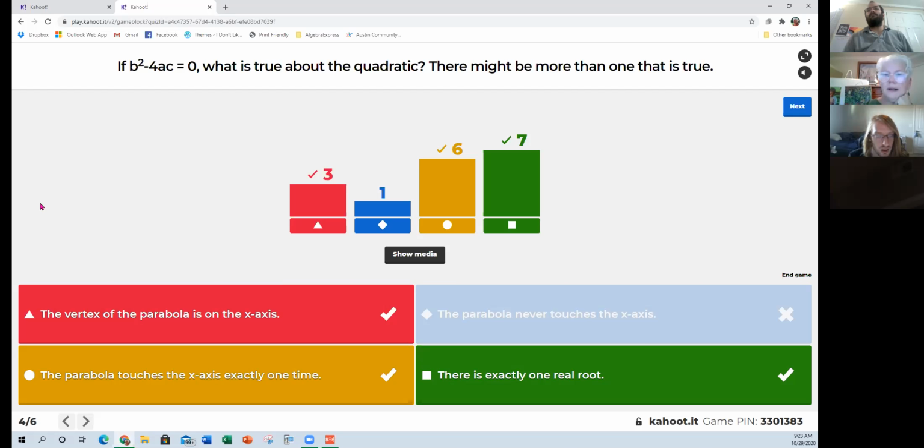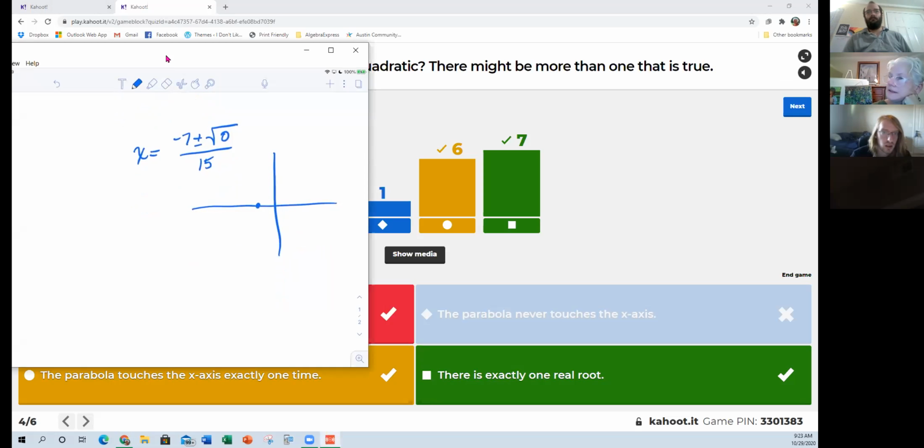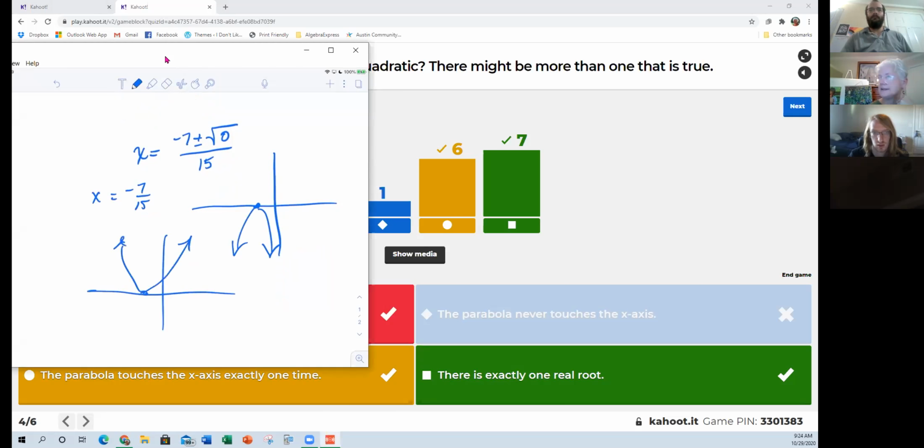So if x equals -7 plus or minus, if the discriminant is 0, that means this would just be -7 over 15. So x would just equal -7 over 15. And then your parabola would either go up or down. So it could either look like that, or it could look like that. Either way, you can see that there is exactly 1 root, and it is the vertex of the parabola, and the parabola only touches the x-axis 1 time.